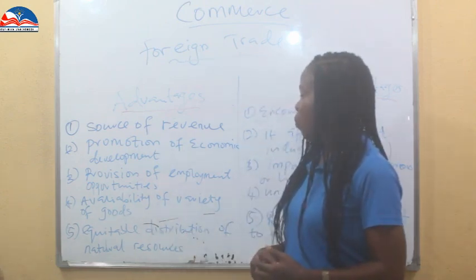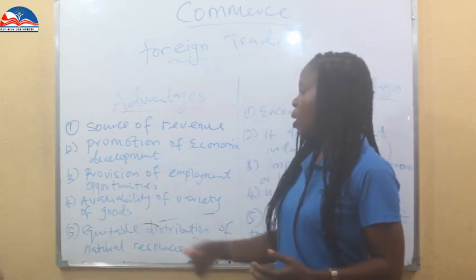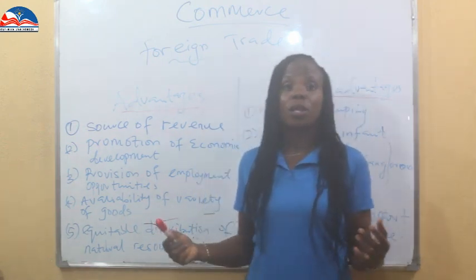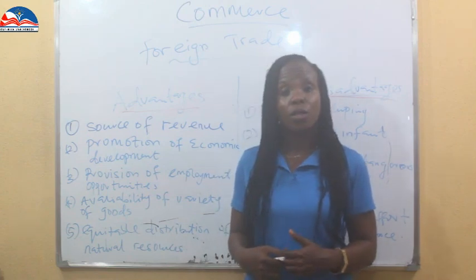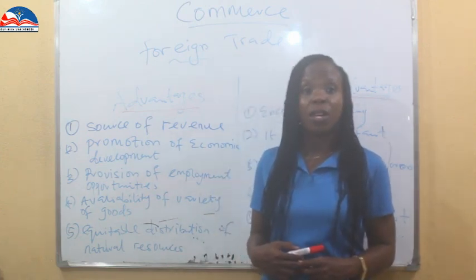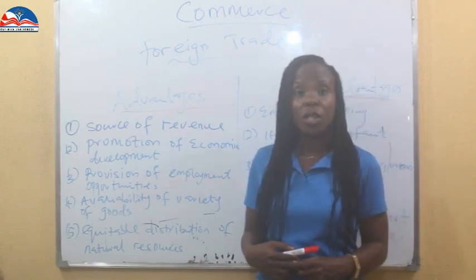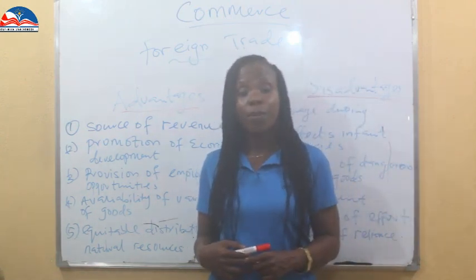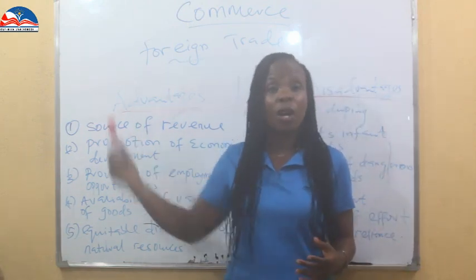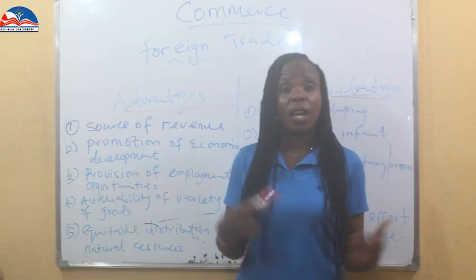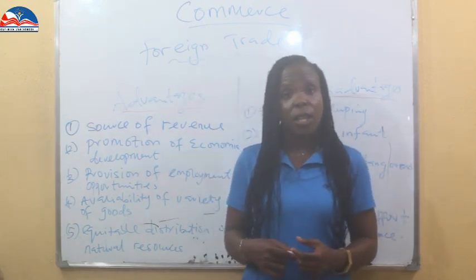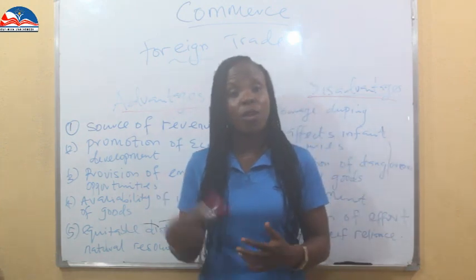Then, equitable distribution of natural resources. Natural resources that are found in other countries of the world, we can enjoy. And these resources can exist as a result of climate change, different soil type, weather condition, because the weather condition we have here is not what they will have over there. The kind of soil we have here is not the same soil they will have over there. The climatic condition we have here may be different from what they have there.